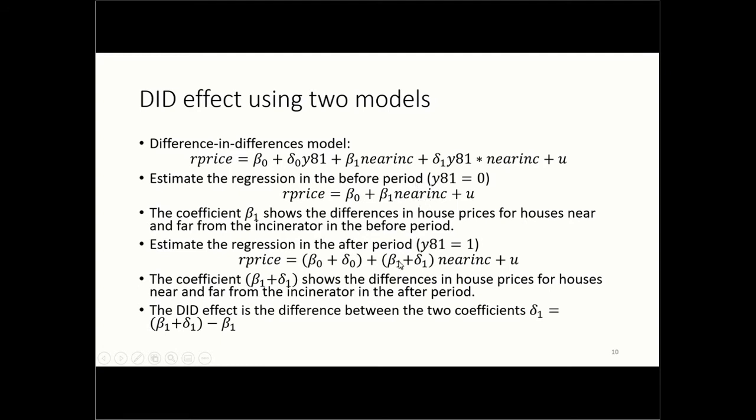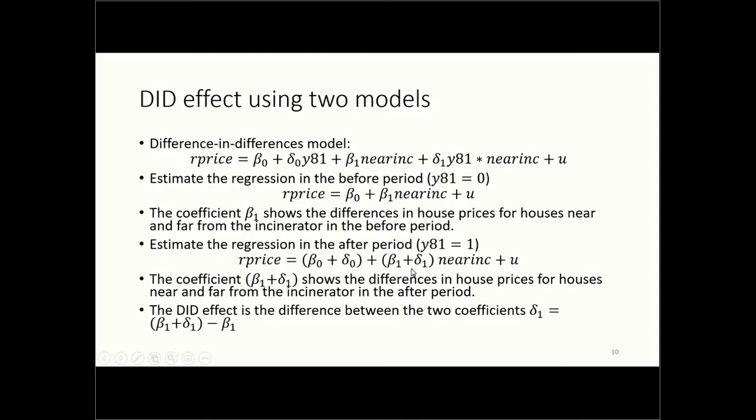And then doing the same thing for the after period, where y81 equals 1. So if this is equal to 1 and this is equal to 1, we would have two coefficients. We would have two coefficients here for the intercept, and we would have two coefficients here for the near the incinerator. And so this coefficient here, beta 1 plus delta 1, would be showing the differences in house prices for houses that are far and near from the incinerator in the after period. So that's this coefficient here.